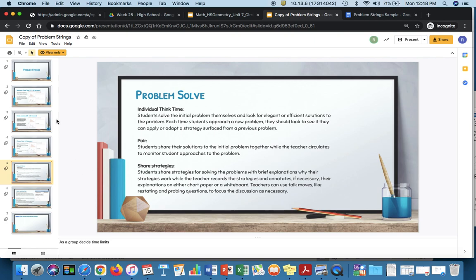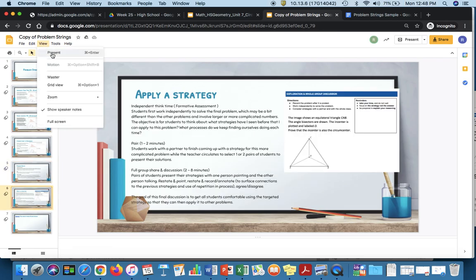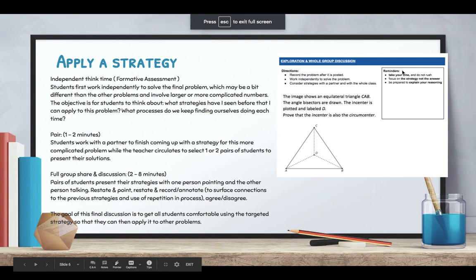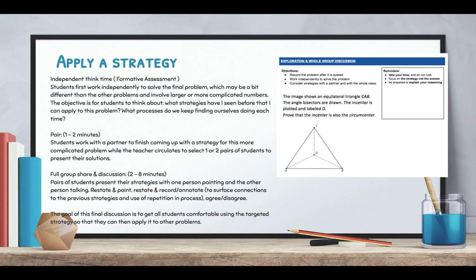So let's take a look at the next question that would pop up in our lesson here. And we could think of this even as a formative assessment or that check-in for a student, right? Give them some time to work on it individually, and then pair them up and have students work with a partner to finish coming up with a strategy. That might be a little bit more complicated. And as a teacher, you're checking in on the students, again, using those digital platforms at this point.